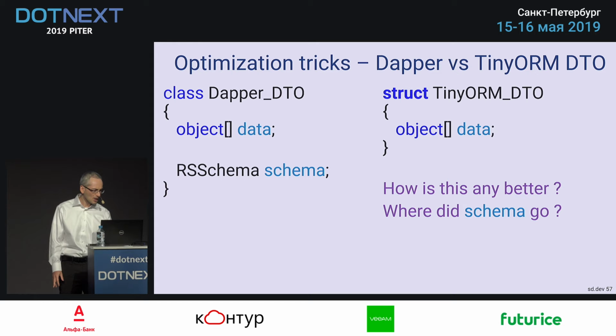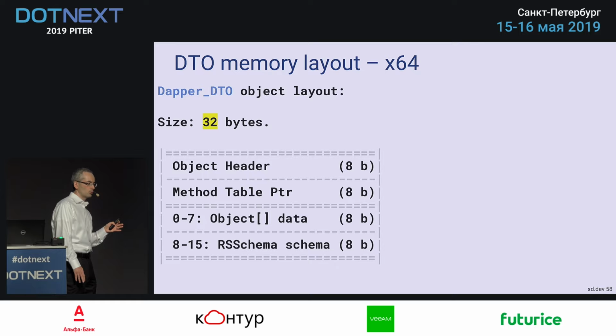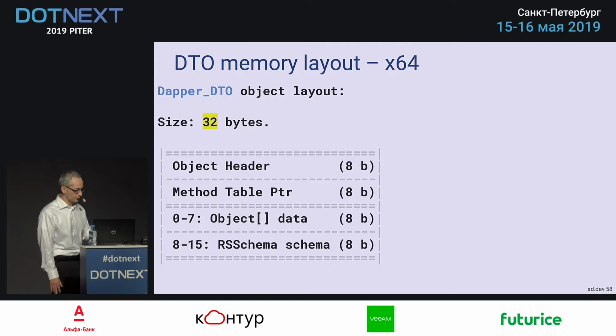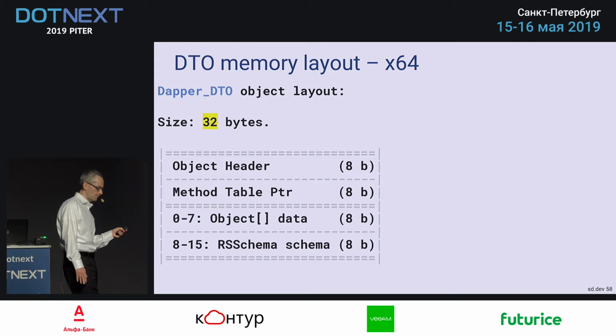First, let's take a look at the DTO memory layout for a Dapper DTO. Dapper DTO is an object. Because it is an object, it has an 8-byte object header. It has an 8-byte method table pointer, an 8-byte pointer to an object array of data, and an 8-byte pointer to schema of type RS schema. So altogether, 32 bytes. Very simple.